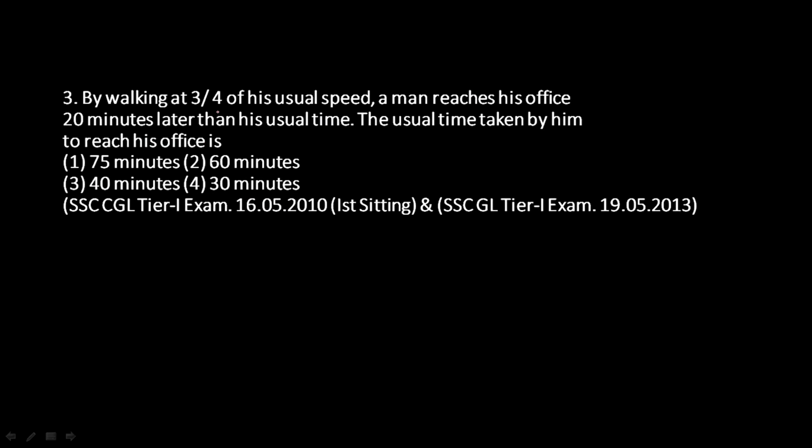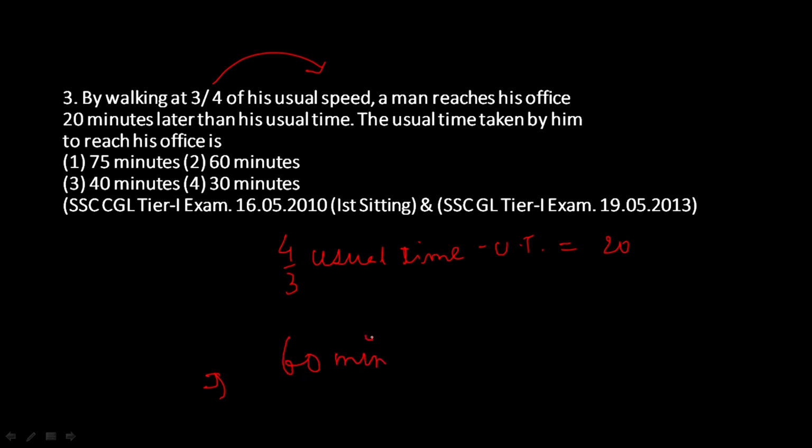Number 3 says, by walking at 3/4 of his usual speed, a man reaches his office 20 minutes later than the usual time. The usual time taken by him to reach his office is. So it's a similar question which you have solved earlier. So 3/4 of the usual speed means 4/3 of the time. 4/3 of the usual time minus usual time is equal to 20 minutes, right? So 4 minus 3 is 1, so 60 minutes will be the answer. 60 minutes is the usual time. This will be the correct answer.